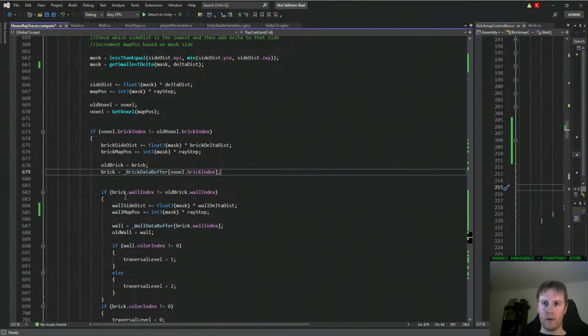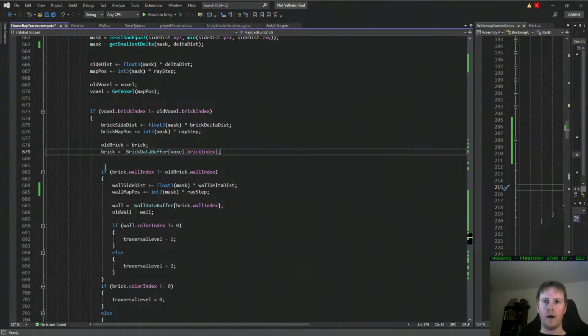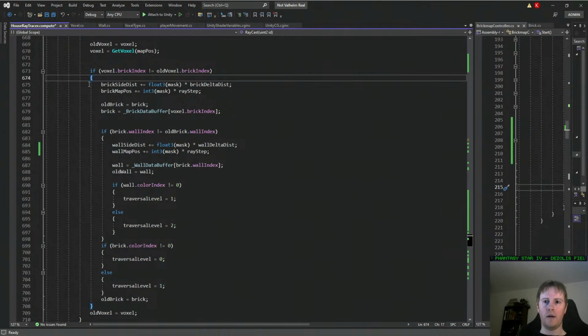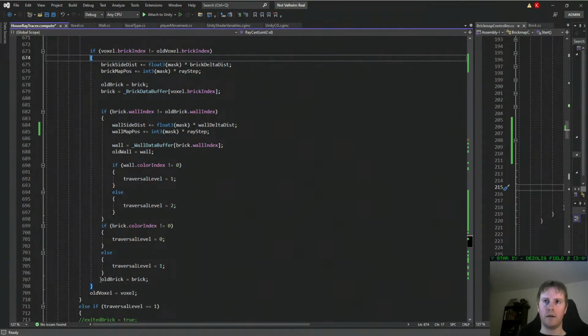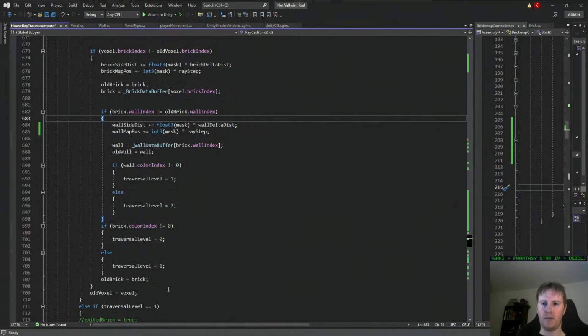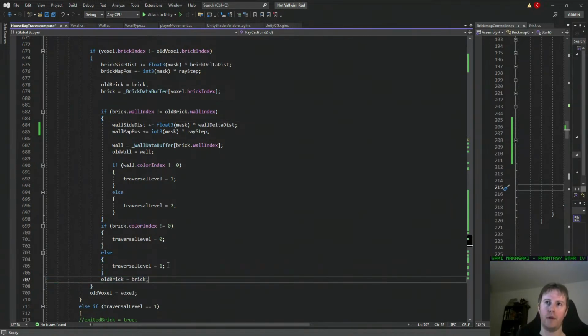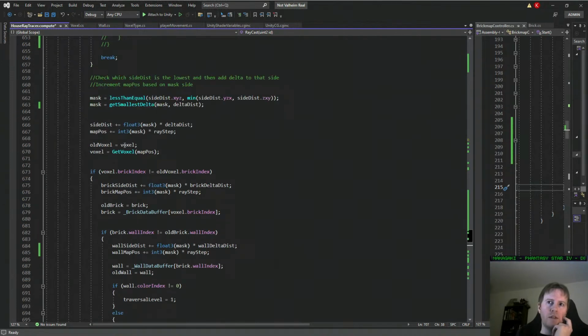And then we use the brick to check if we're going into a wall, but we don't need to check that right now. And then after that, down here, after all of these else if statements, I set old brick to be brick so that it's up to date as well. So that's what's happened here. We traveled a voxel into a new brick, so then we also iterated the brick. And I don't see how there are any issues here at all whatsoever.